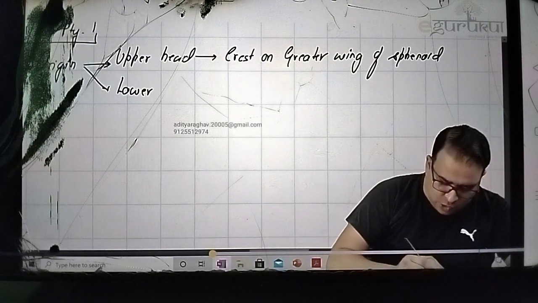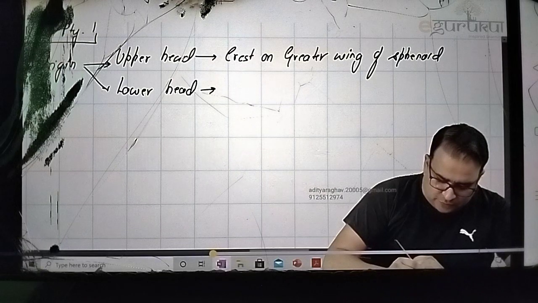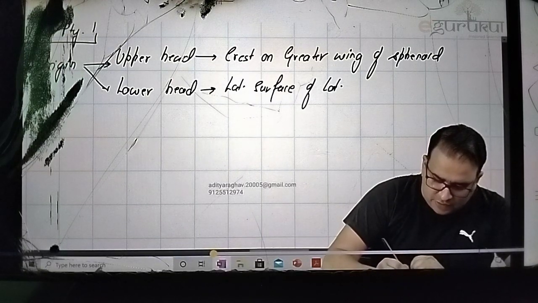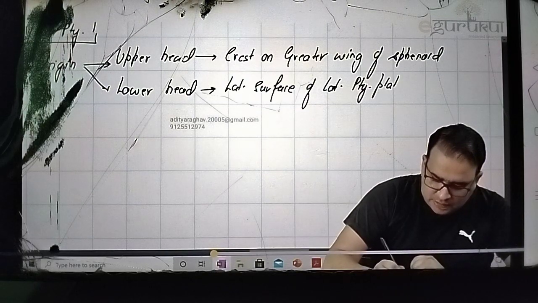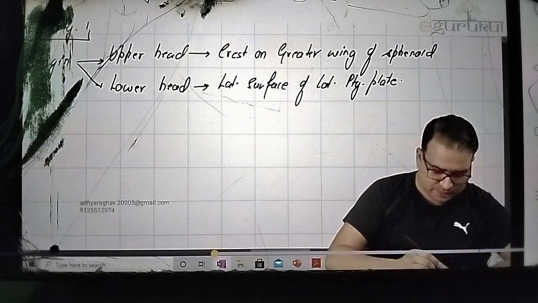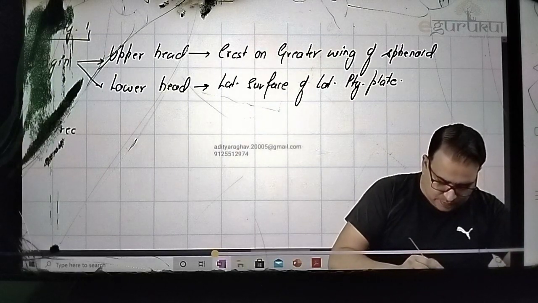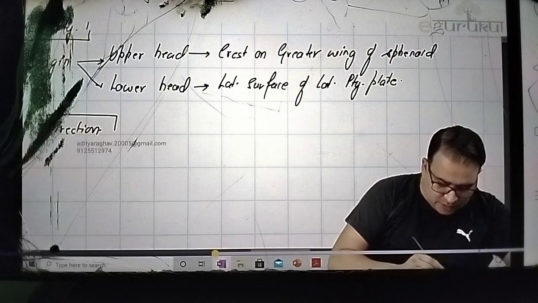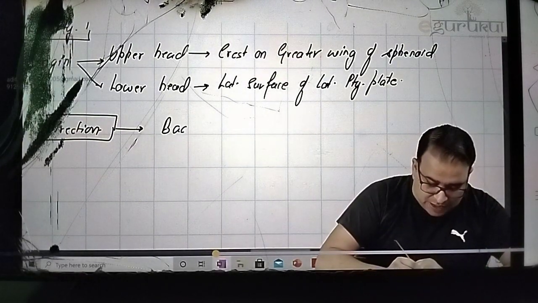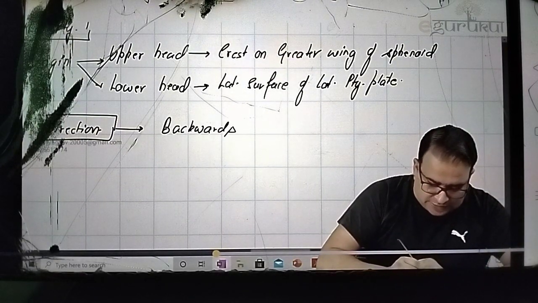If we are talking about the lower head, then it is originating from the lateral surface of lateral pterygoid plate. No confusion there, guys, no confusion. Lateral surface of lateral pterygoid plate, that's the lower head. Then, what is the direction in which the muscle is running? Now remember both the directions. First, you can see it is running backwards. That's one thing. This muscle runs backwards because it has to go toward the pterygoid fovea.